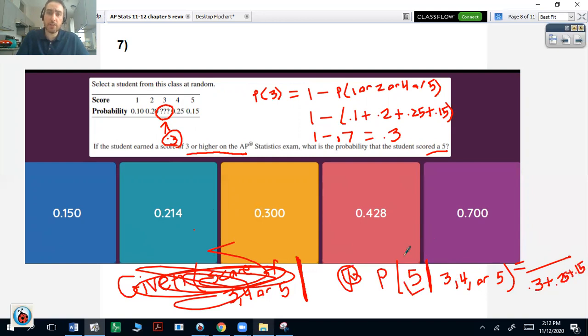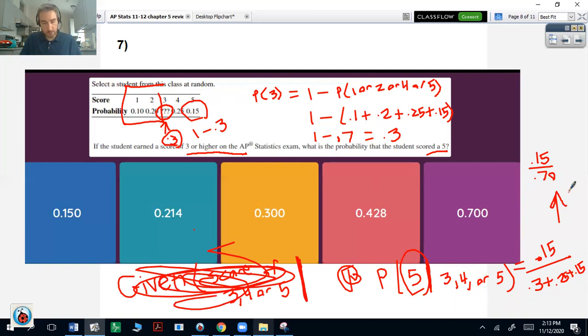And then your numerator is just the 5 out of that, so it's going to be 0.15. Alternately, you could just say, well, this is 0.3 here, so 1 minus 0.3 is going to be 0.7. That's your denominator. So that does add to 0.7, so this is going to be 0.15 over 0.70. Calculator says that is 0.21428. That's number 7. Question number 8.